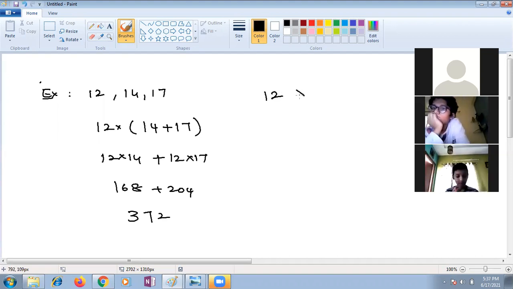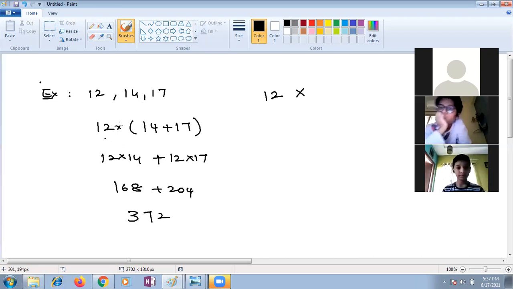And if we want to subtract, like 12 into 17 minus 14, we can do it as 12 into 17 minus 12 into 14. Very good. Just a minute. Here, 14 plus 17. These are the ways, you just see, Drona.